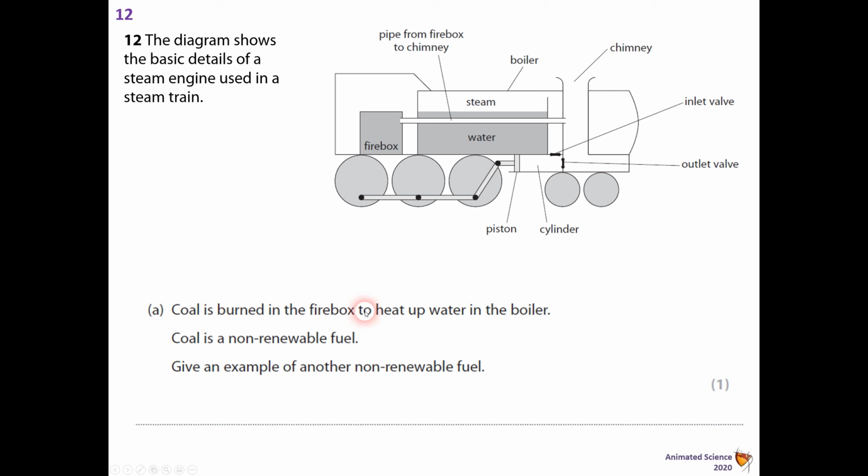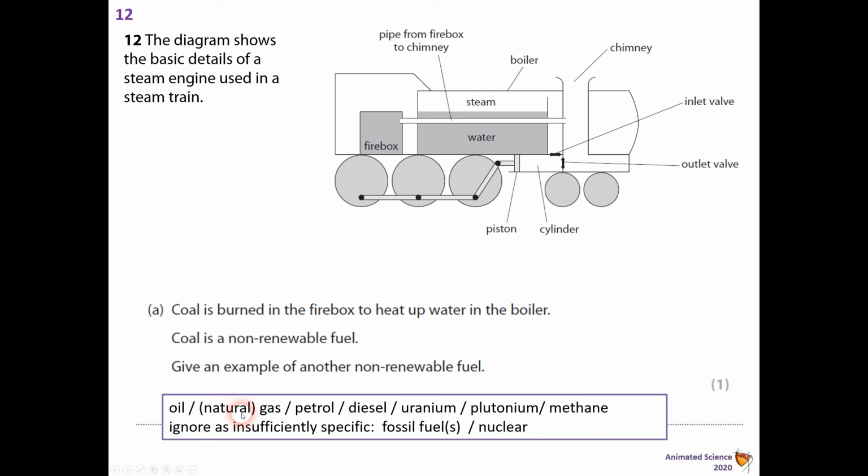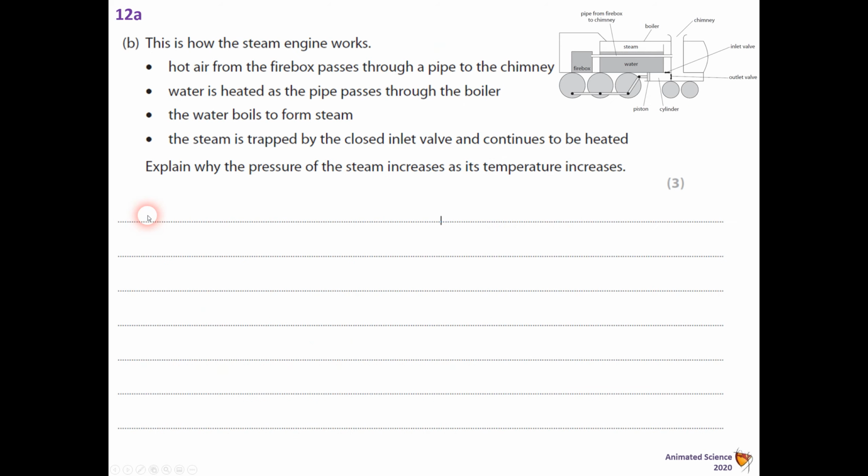Okay, so coal is burned in the firebox to heat up the water in the boiler. Coal is a non-renewable fuel. Give an example of another non-renewable fuel. Well, lots of choice, isn't there? Go for oil, natural gas, petrol, diesel, uranium, plutonium, methane. You don't get any marks if you're not specific. So fossil fuels is not enough. For nuclear, you need to actually give the fuel itself, so uranium or plutonium, not just saying nuclear. So that's an important point there, isn't it?